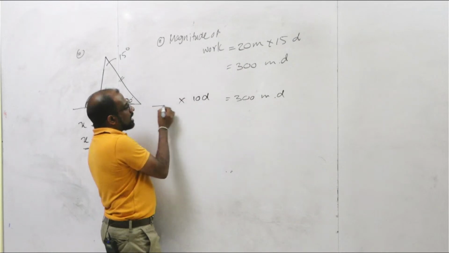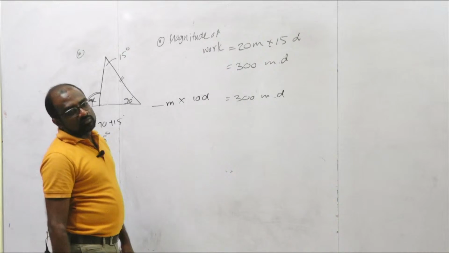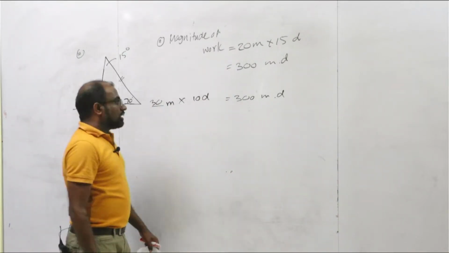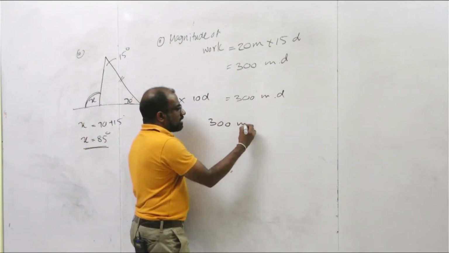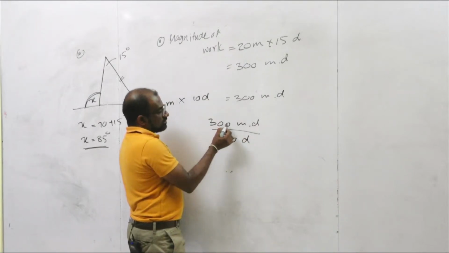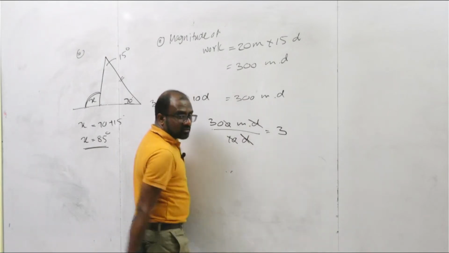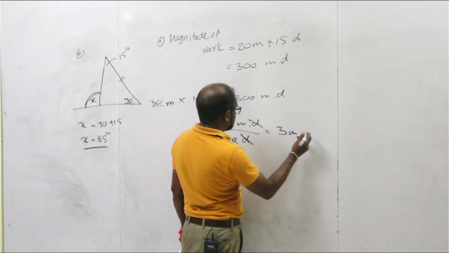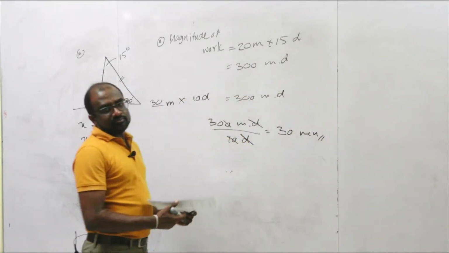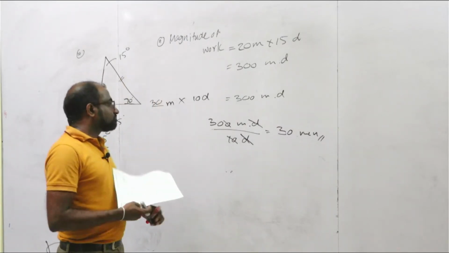The question asks for the number of men. 30 men. 30 into 10, 300. So 30 men should be put into work. Or 300 man days divided by 10 days, 300 divided by 10, 30. 30 men should be put into work. Right. That's the easiest way of doing that one.